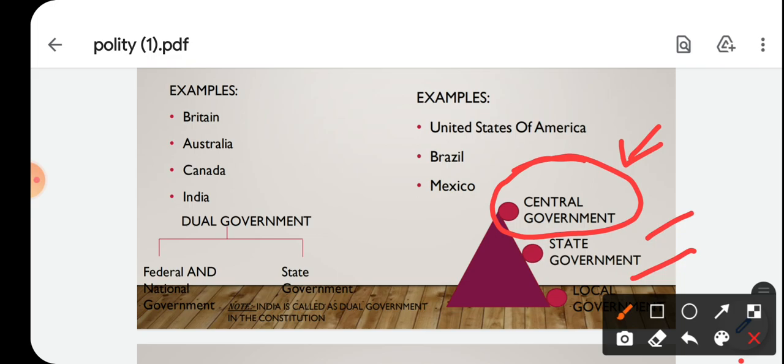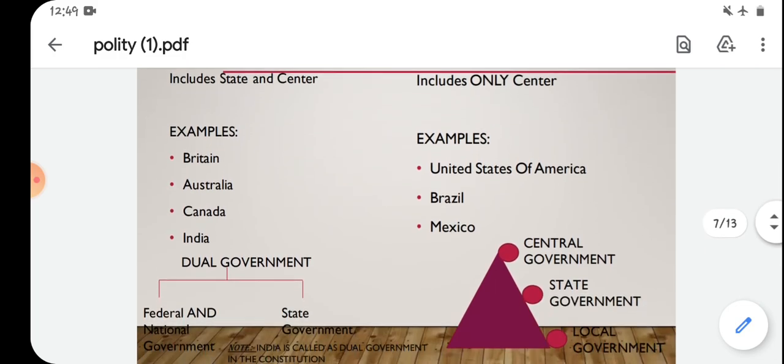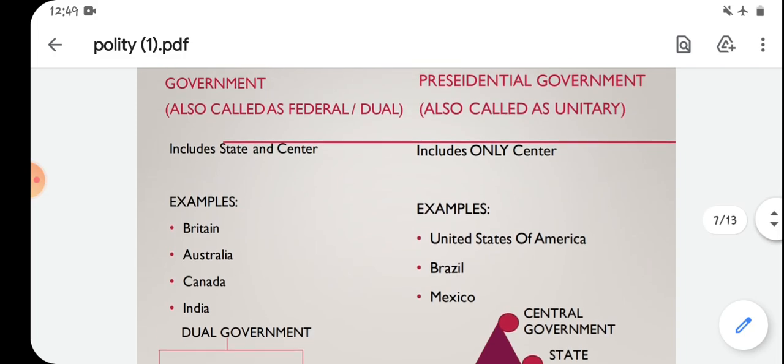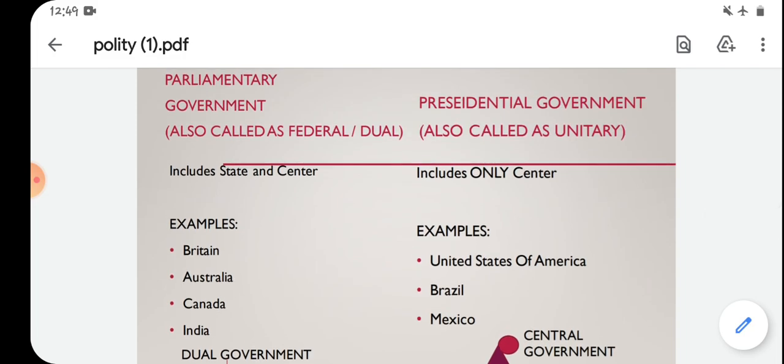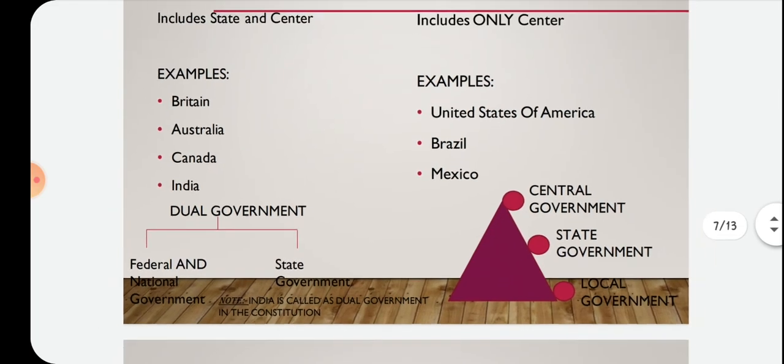In parliamentary or in federal type of government, what will happen? There is distribution of powers between central government, state government, and local government. This is all about parliamentary government, which is also known as federal government, and presidential government, which is also known as unitary government. Understand this figure, you will get the idea.